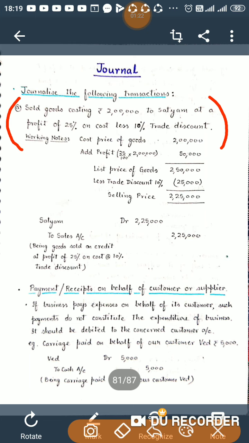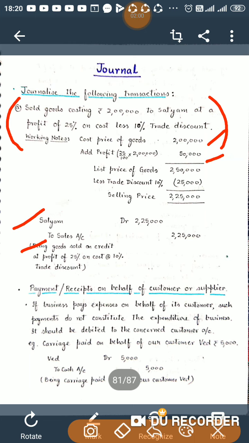So Satyam is a customer, he is the receiver of goods. Debit the receiver, credit the giver. So Satyam account should be debited and sales as an income should be credited. So sales account will be credited. But before that, we have to calculate the selling price. They have given you cost price of rupees 2 lakh. They are selling it at a profit of 25% of cost. So we will calculate 25% of the 2 lakh is 50,000.